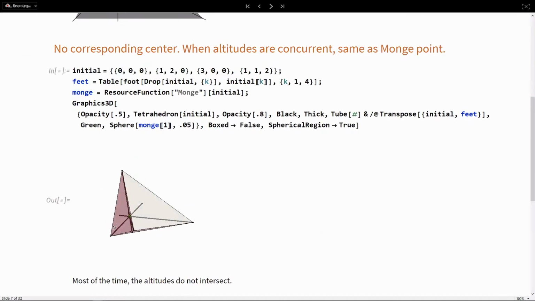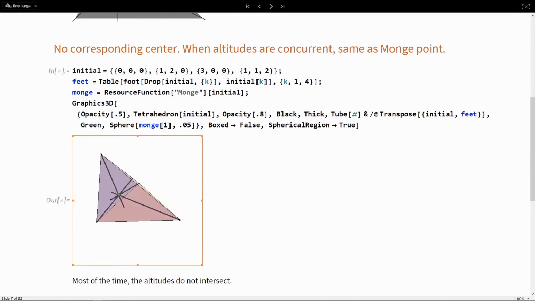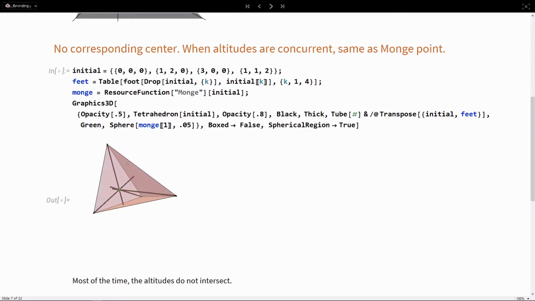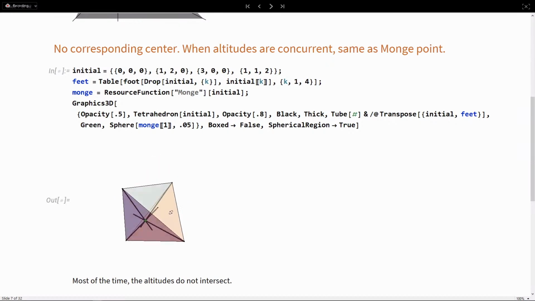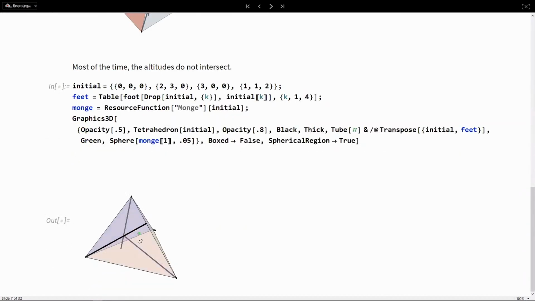There are tetrahedra where it works. For example, here the 4 altitudes of this tetrahedron all meet at a single point. And this turns out to be the same as the Monge point when it works. However, there's a rule that needs to be met. For this to work, the opposite edges of the tetrahedron have to be perpendicular to each other. That's actually a rare property. Most of the time, the altitudes do not intersect.